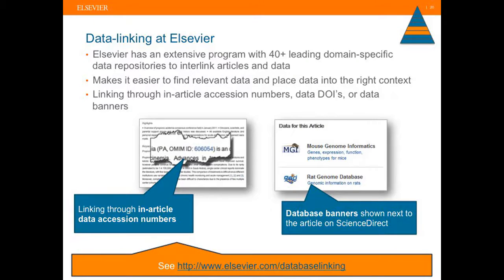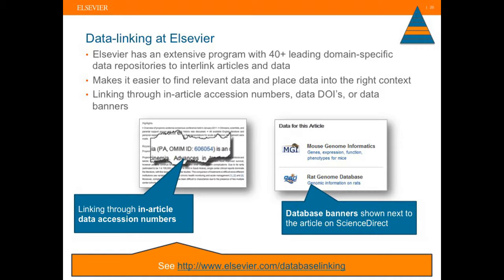The other way we do it is through database banners, and that's basically the logo of the database appearing next to the article. And then if you click on that logo, you'll be taken to the website of the database, and you can see the data that the article was based on there. And it's bidirectional, so also from the database there will be a link to the article. So should you have access to data first, you can get more information about the data set by going to the article and reading that.